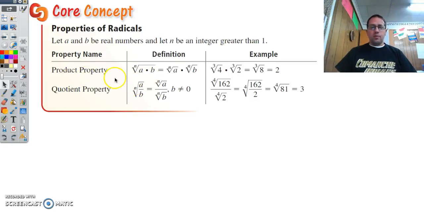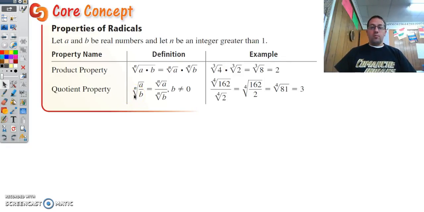First, the product property. The nth root of a times b is the same as the nth root of a times the nth root of b. And a lot of the times we're going to take it the other way around. So for example here we have the cube root of 4 and the cube root of 2. Since the index here is the same, we can multiply the radicands together. So 4 times 2 is 8, so this is the cube root of 8, which is 2.